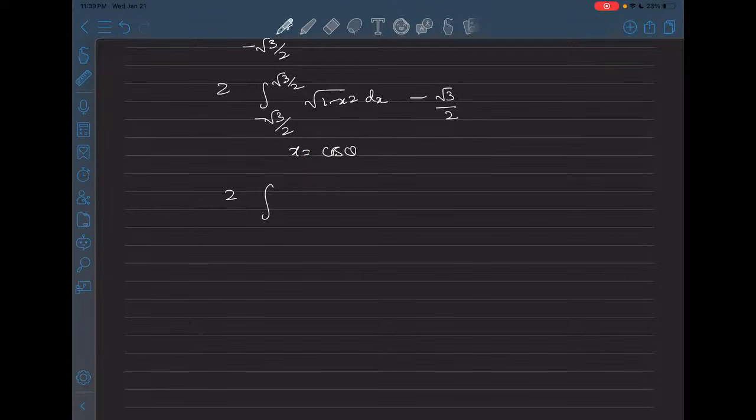And this will be an integral from, no, let me do sine theta. Then this will be an integral from minus pi over 3 to pi over 3, right? Yeah, because sine 60 is root 3 over 2. And this is going to be cos theta, and then dx is also cos theta d theta, right? Yeah, minus root 3 over 2.